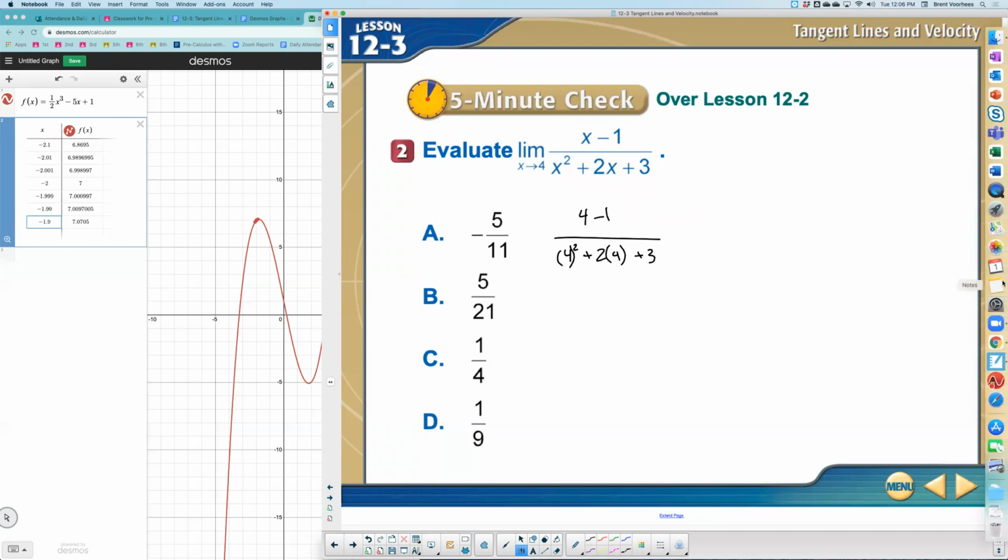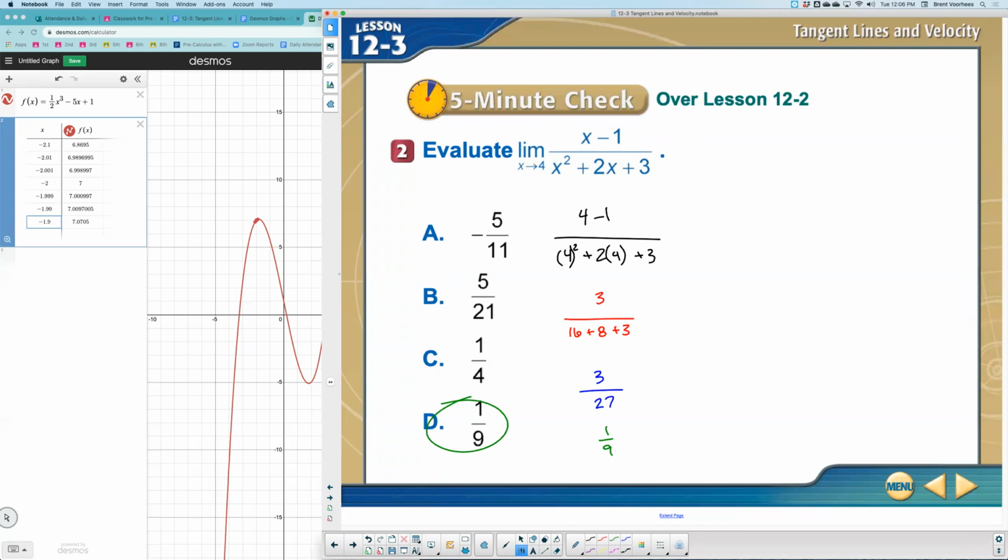So let's just see what that equals when I simplify. I'll have 3 divided by 4 squared, which is 16. 4 times 4 is 16. Plus 2 times 4 would be 8. Then plus 3 more. So it'll be 3 over 16 plus 8 is 24, plus 3 more is 27. And this can simplify. 3 goes into 27 9 times. So this would just be 1/9. So D would be the solution.